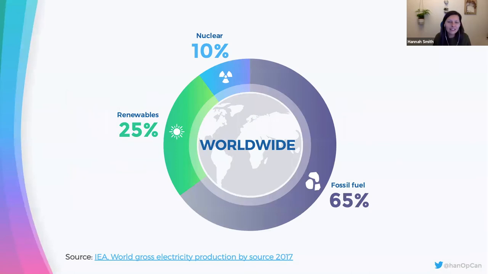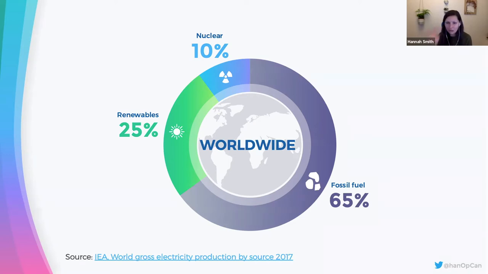So this is some data from the EIA. The EIA stands for the International Energy Association, and they're based in America. And this data is for 2017. It shows us that in 2017, 65% of the world's energy was produced using fossil fuels.